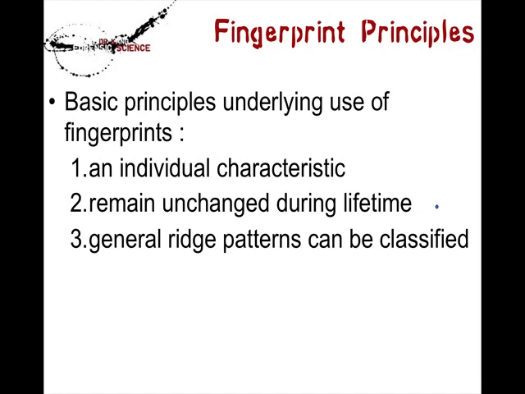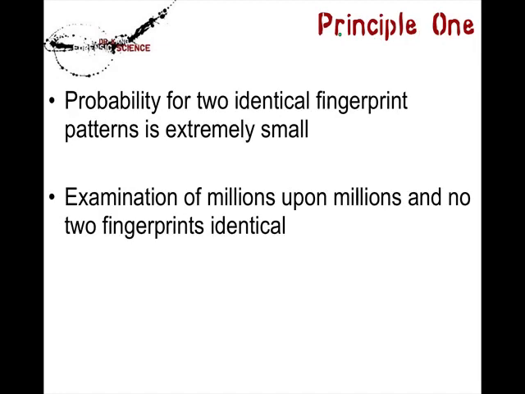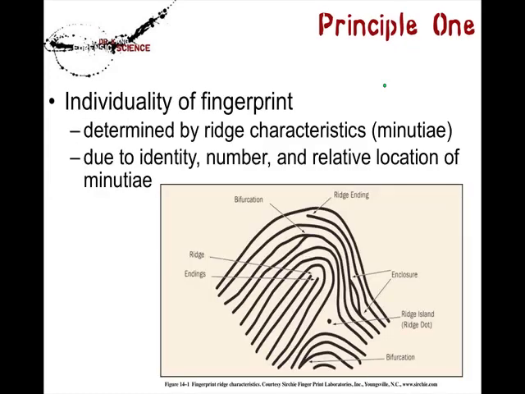And there are three basic principles that underlie the use of fingerprints. They are individual characteristics. They remain unchanged during an individual's lifetime, and these general ridge patterns can be classified. So let's go into the first principle, which is fingerprints are an individual characteristic. The probability of finding two identical fingerprint patterns is extremely small. They've searched millions upon millions of different fingerprints, and they have yet to find two that are identical. Even twins do not have identical fingerprints.